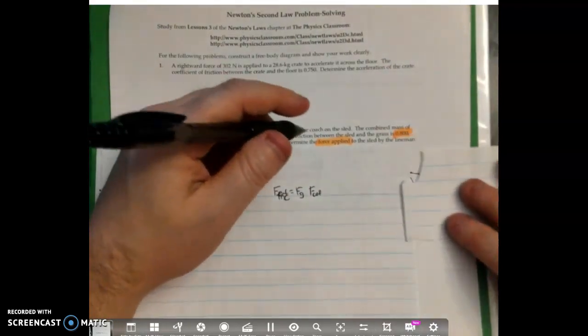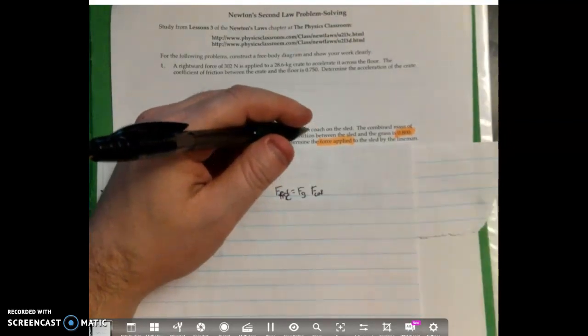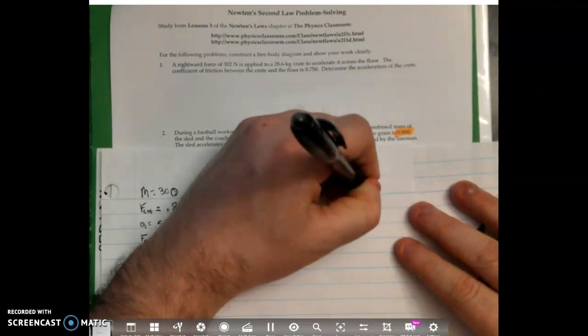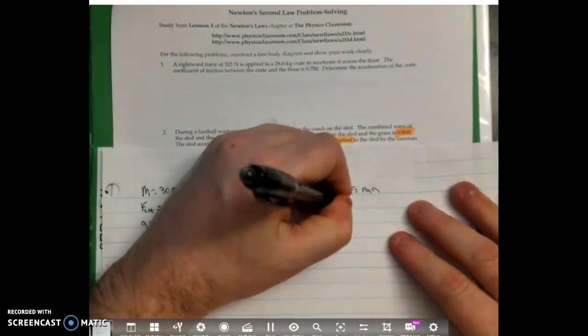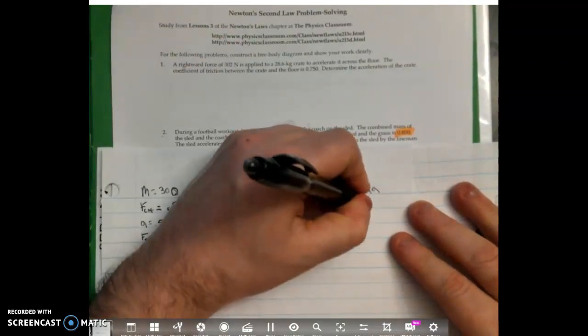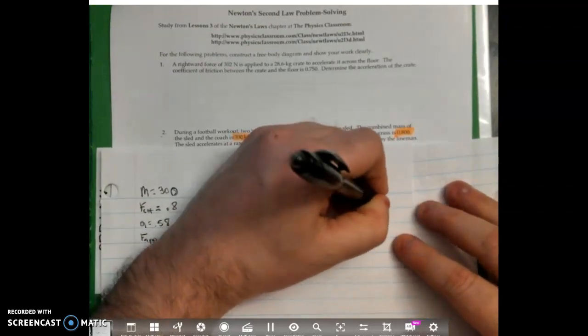And then lastly, secret answer, that's our answer. Our net force equals mass times acceleration. And in this case, our net force is going to be force applied minus force of friction equals mass times acceleration of gravity.